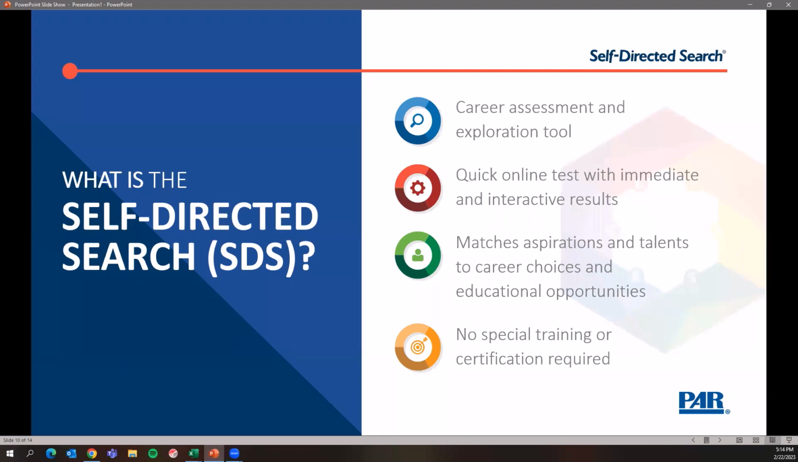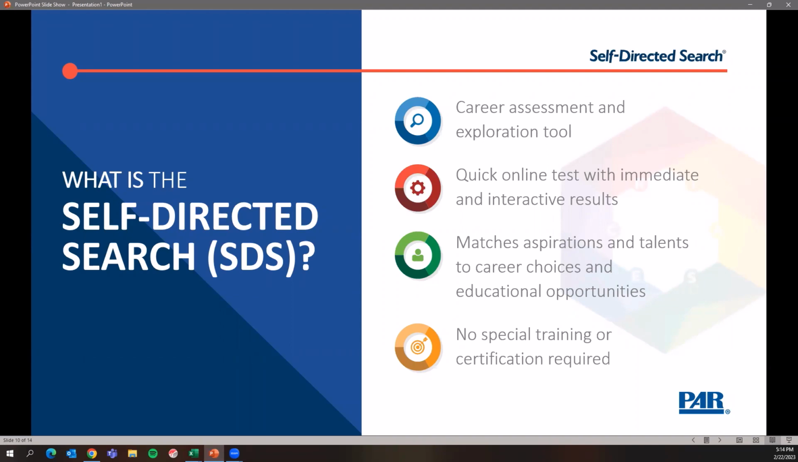And that's the name of the game, to match your aspirations and talents with the jobs and educational opportunities that are out there. One thing to be aware of is it doesn't take any special training or certification to administer this test. Some career assessments out there do, and there's nothing wrong with that, but it's noteworthy because sometimes you have to pay several hundred dollars a year to be certified, or to have anybody on your staff who's going to administer it be certified. There's some record keeping and accreditation and standards and such.